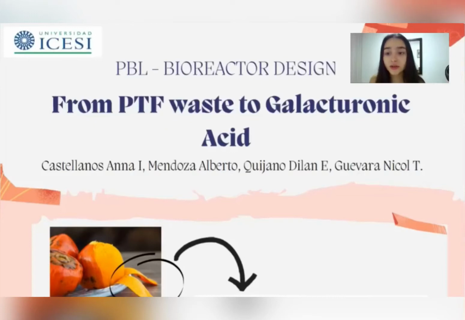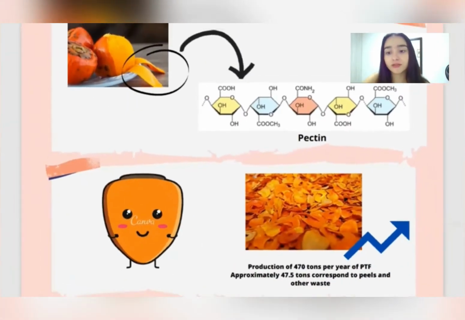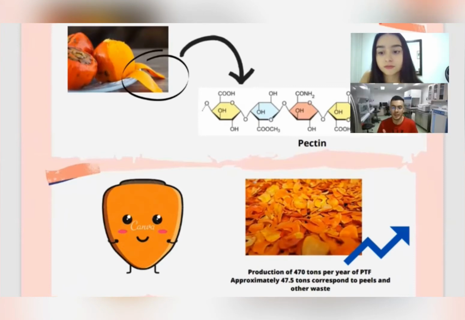Good evening. Today we are presenting from palm tree fruit waste to galacturonic acid. What we have to understand first is that pectin is a chemical molecule present in the palm tree fruit peels. The problem that we are addressing is the huge amount of waste that this fruit cultivation generates.